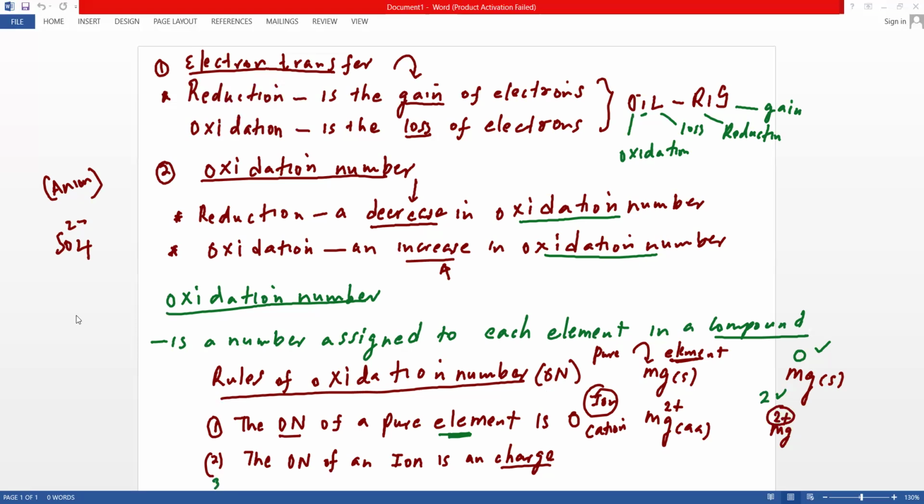The sum of the oxidation numbers in a compound is 0. So when you are given a compound, you add their oxidation numbers. It must always be 0 if it's a compound. Remember, a compound is when you have more than one element. It can be an ion, or as long as it's a compound.